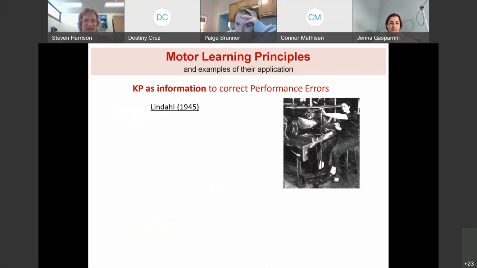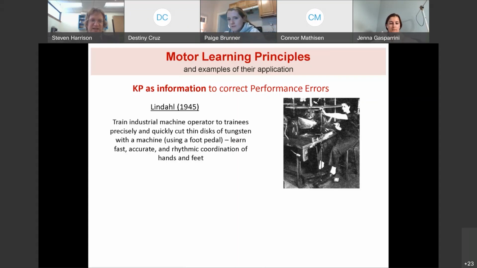Okay, here's another classic study in this area. This is some research from 1945, studying the training of industrial machine operators to be able to precisely and quickly cut thin discs of tungsten using a machine that uses a foot pedal.